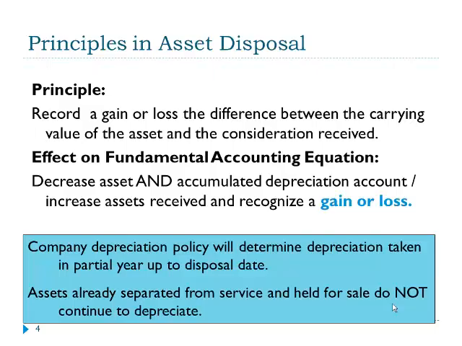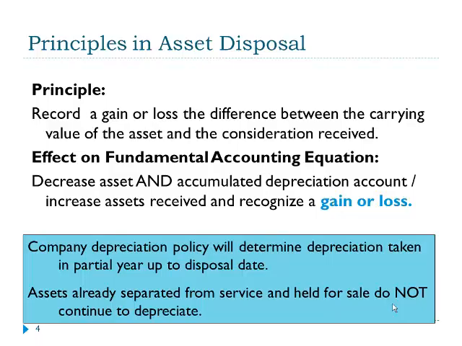The principle here is that there will be a gain or loss for the difference between the carrying value of the asset and the consideration received for it. The effect on the fundamental accounting equation is that we've got to decrease both the asset and the associated accumulated depreciation account and increase the assets that are received. Whatever the difference is between those two is going to be a gain or loss that shows up in operating income on the income statement.